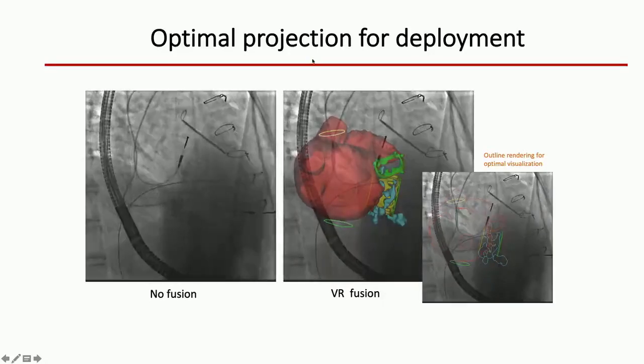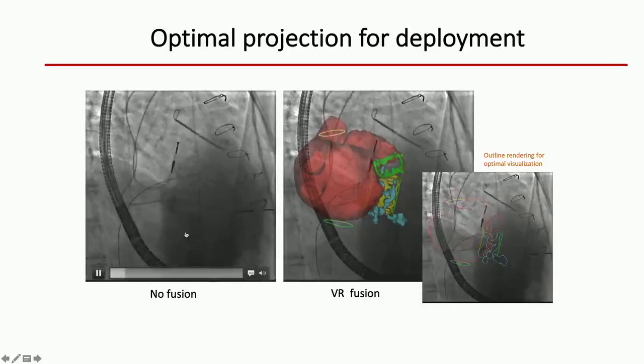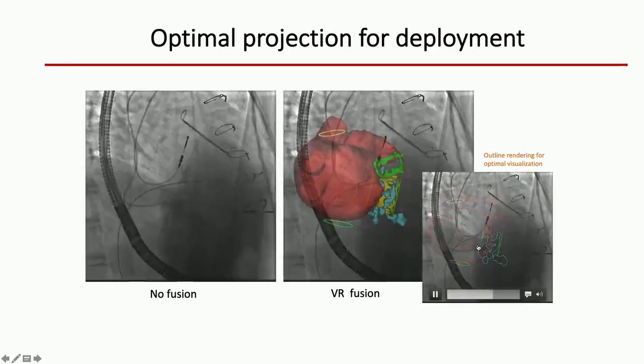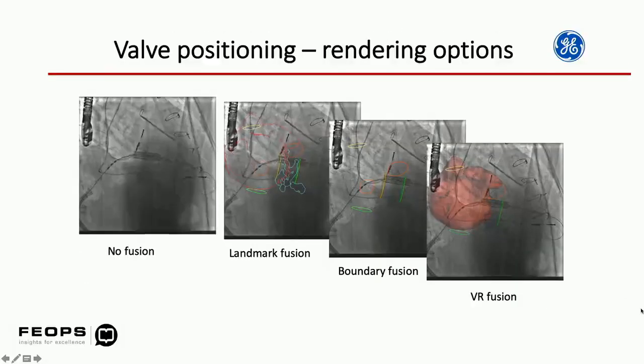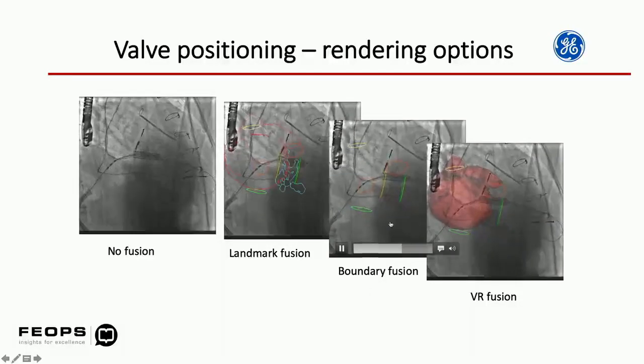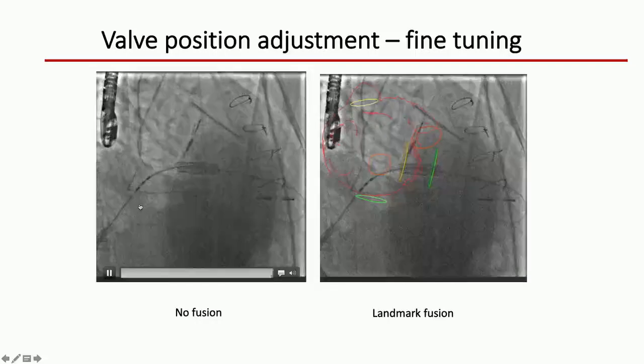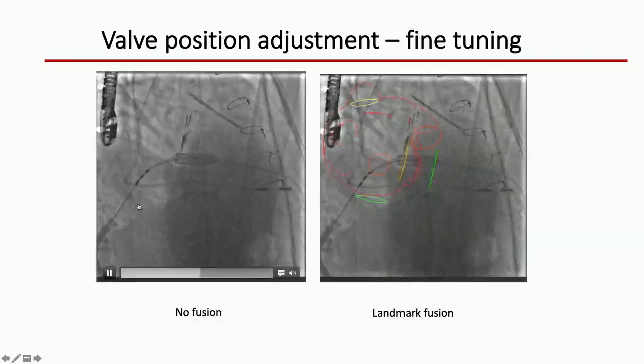So once again, on the optimal projection for deployment, you see what we have with no fusion, in the middle with volume rendered fusion, and on the right-hand image, you can see outline rendering for optimal visualization. Now we have a number of different options for our interventional cardiology colleagues, and much of this will be interventional cardiologist preference as to what type of imaging rendering they would like available for them. No fusion, landmark fusion, boundary fusion, and also volume rendered fusion to help guide their procedures. So here we can see that we can use the Valve Assist platform to ensure that we get optimal positioning of the device.